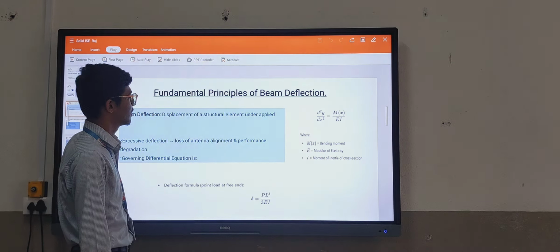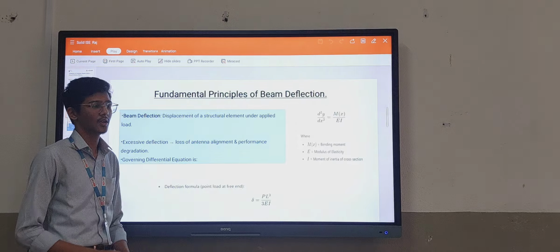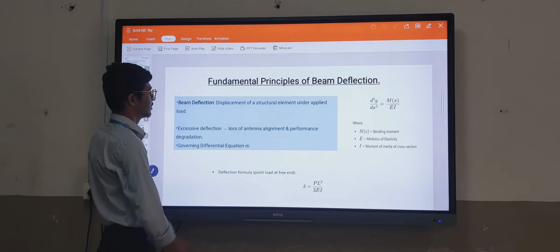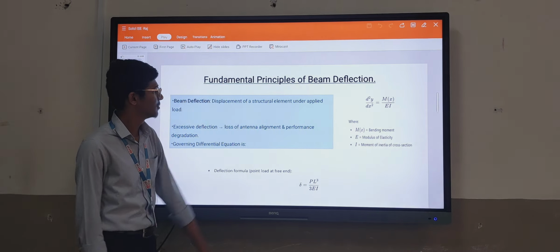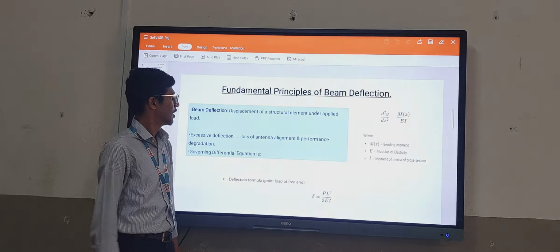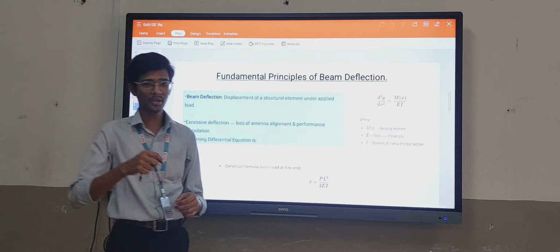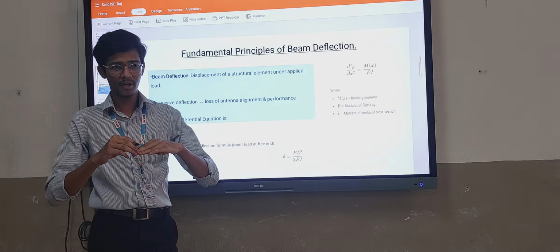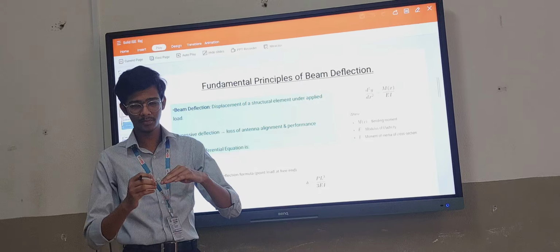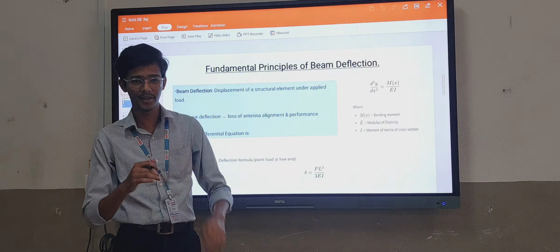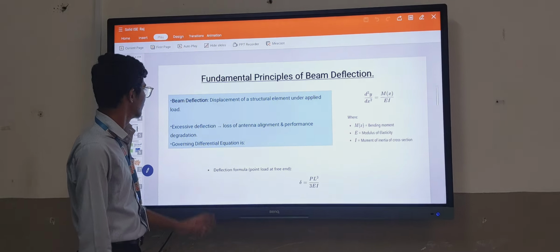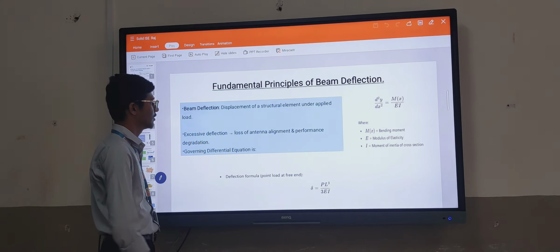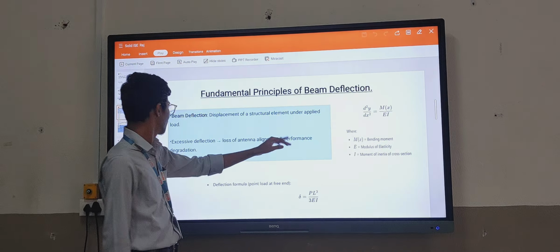Here are the fundamental principles of beam deflection and antenna deflection. Beam deflection is the displacement of a structural element under an applied load. When the load is applied on one side of the cantilever beam, a force acts and it bends on one side. That is the case for the antenna. With excessive deflection, the antenna's alignment and performance decrease.